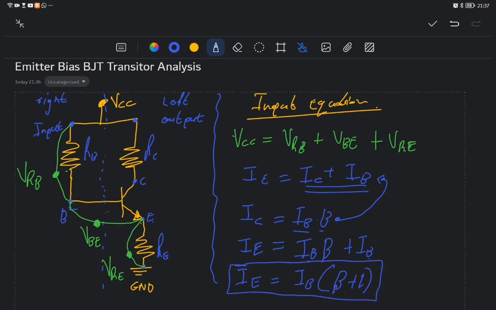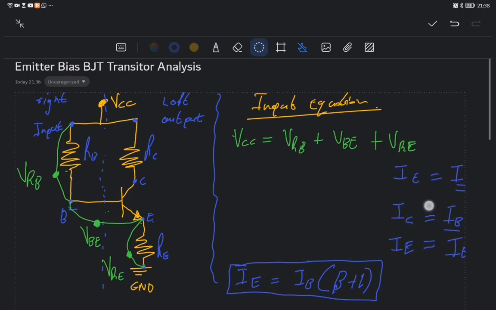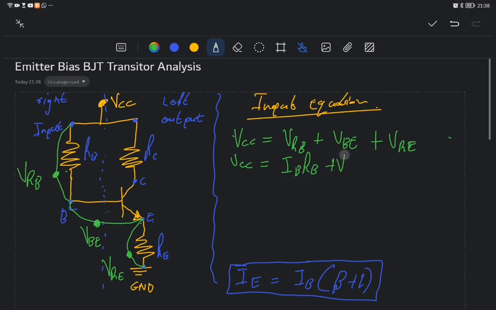This will come in handy when I'm solving that expression, because remember I want to have IB somewhere somehow. Now let's continue and solve that expression on top. So let's expand that. We're going to have VCC is equal to VRB, we can break it down to IB RB, then plus VBE, but this one will be RE and then IE, right?